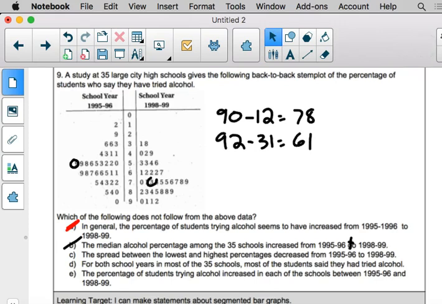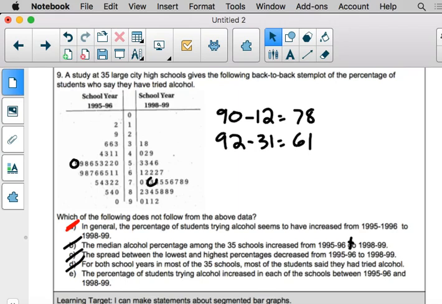For both school years, in most of the 35 schools, most students said they had tried alcohol. And again, most students would come from having a median that is above 50%, right? So a median above 50%, well, we already kind of showed ourselves that both of them are. 1995 had a median of 59%. 1998 had a median of 73%. So again, both of those were over half. So yes, over half of students, we believe, are trying alcohol.